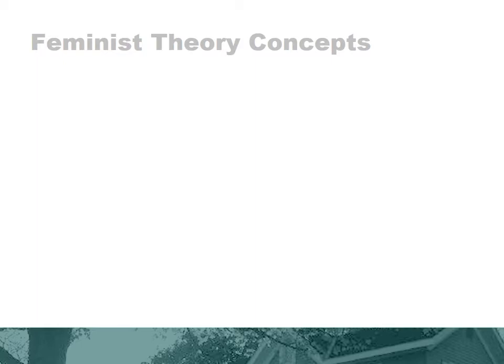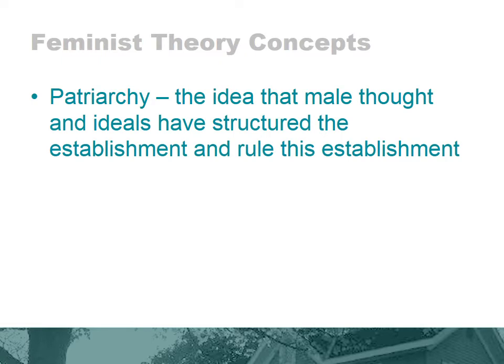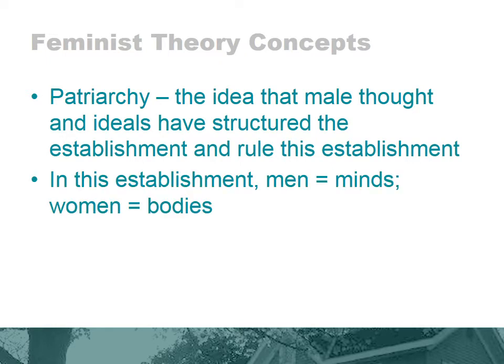Okay, so starting out, one of the big terms you'll hear used a lot by people who advocate feminist theory is patriarchy. This is the idea that male thought and ideals have structured the establishment and rule this establishment. So everything that is about being in charge or leading or guiding or structuring our society has to do with men. And in this establishment, there's this implied concept that men equal minds and women equal bodies. So men have the ability to think and go onto a higher plane, whereas women are objects.